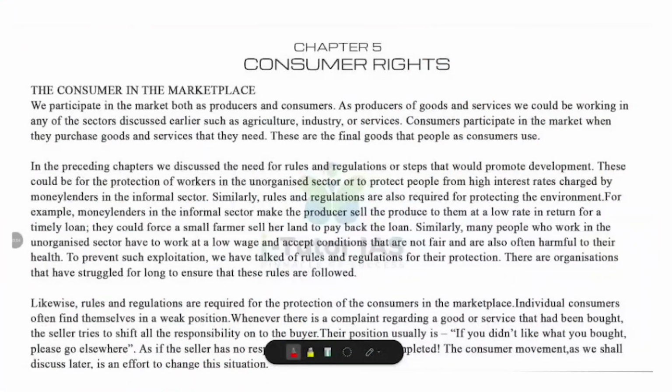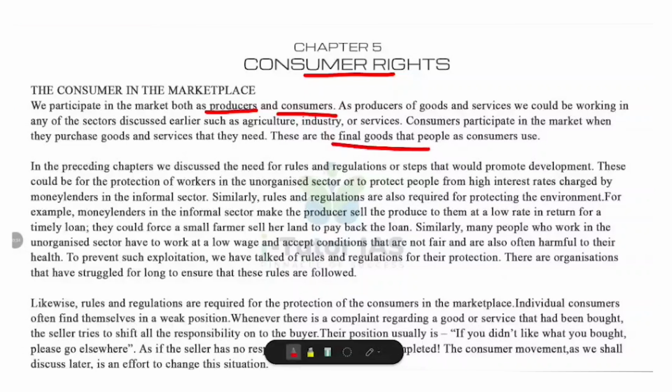Today we are going to deal with Chapter 5, Consumer Rights. We take part in the market in two ways, as producers and as consumers. Producers means people who make or provide goods and services. For example, a farmer growing rice, a factory producing clothes, or a teacher giving tuition. Consumers means people who buy and use goods and services for their needs. For example, if you are buying rice from the shop, purchasing clothes, or paying for tuition, you are a consumer.